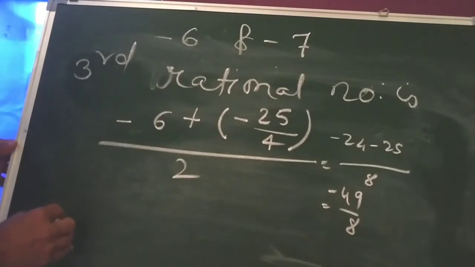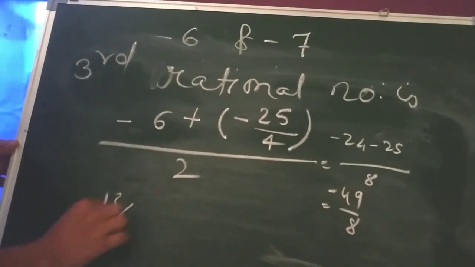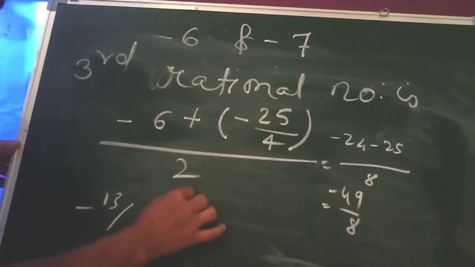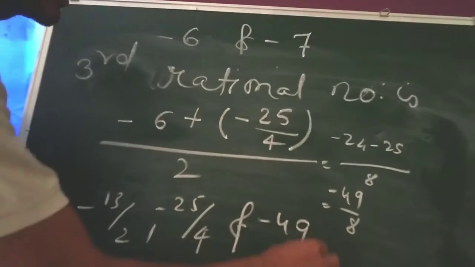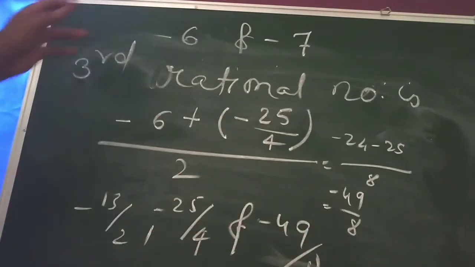So what is our answer? The first answer was minus 13 by 2, the second answer was minus 25 by 4, and the third answer was minus 49 by 8. These are the three rational numbers between minus 6 and minus 7.